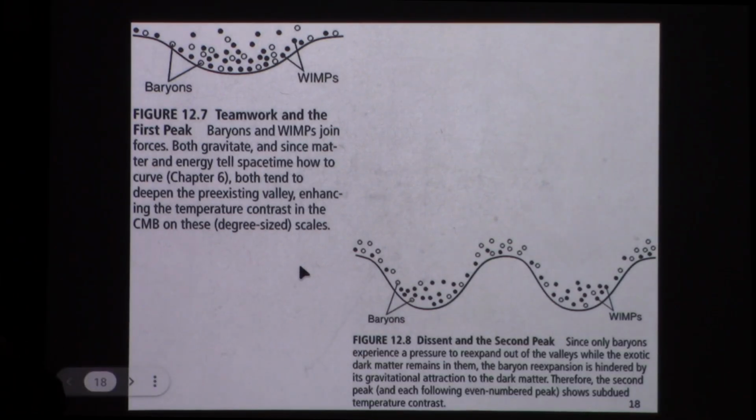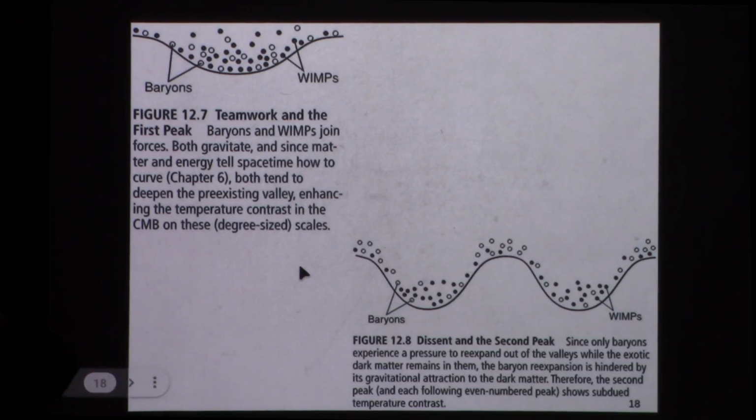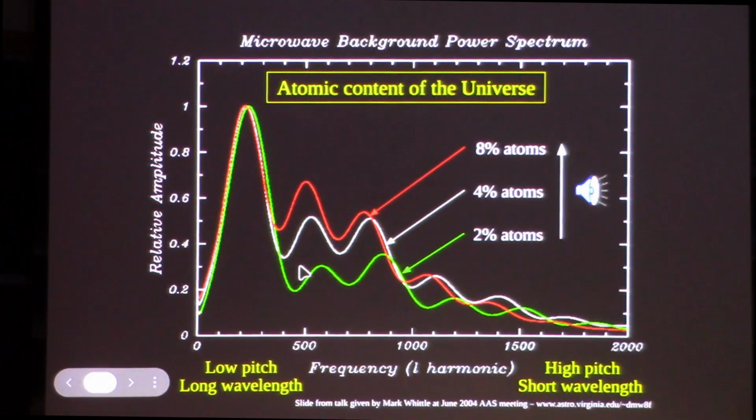Because the even-numbered peaks, if I take the first peak, maximum compression, and then the second peak, maximum compression followed by maximum expansion. The third peak, back to maximum compression. The fourth peak, back to maximum expansion. Fifth peak, sixth peak. So the even-numbered peaks are ones that compress and then re-expand, but the re-expansions are hindered by the gravity of the dark matter, which weakens their contribution to the hot and cold spots. The even-numbered peaks, the more dark matter there is, the smaller those peaks will be in this spectrum.